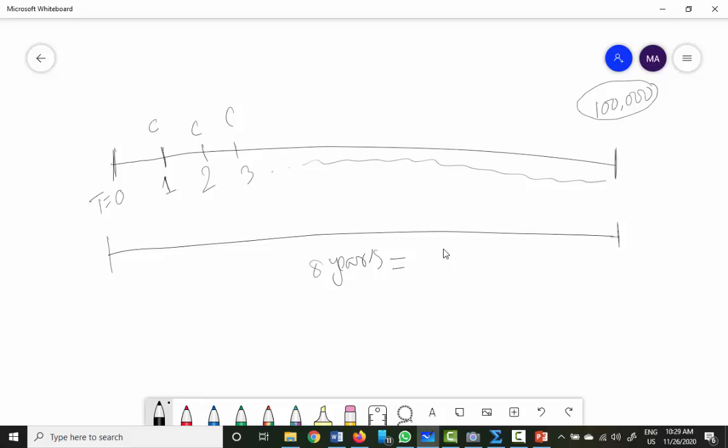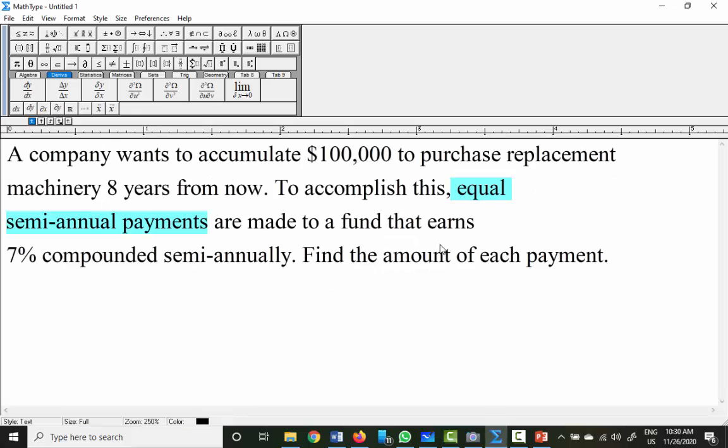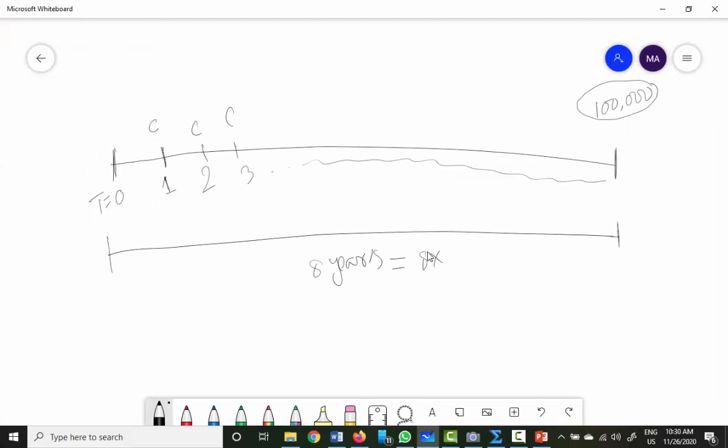In 1 year you will have 2 payments, right? At the end of every 6 months period they will pay 1 installment, so at the end of 1 year they will have paid 2 installments. So in 8 years they will make 8 multiplied by 2, a total of 16 payments, or 16 installments.